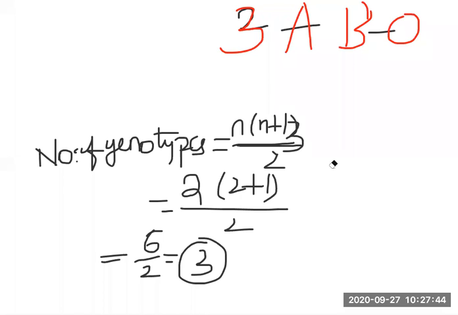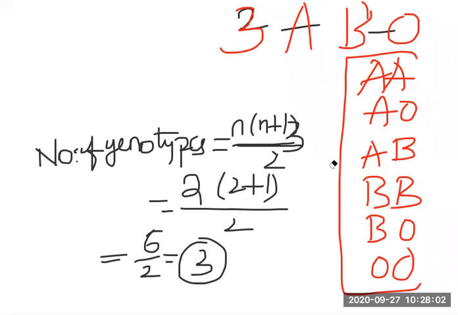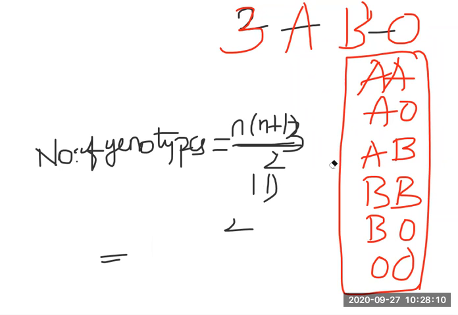A, B, O. So for this, what genotypes will come? AA, AO, AB, BB, BO, and OO. These are the genotypes. How many genotypes will come? 6. We did all this in case of problems, isn't it? So now let us do the same problem here.